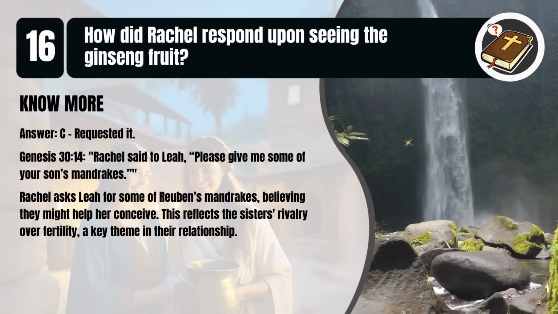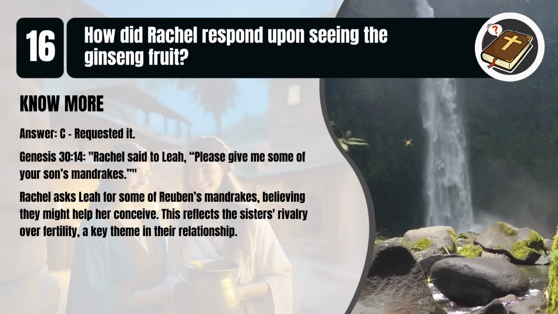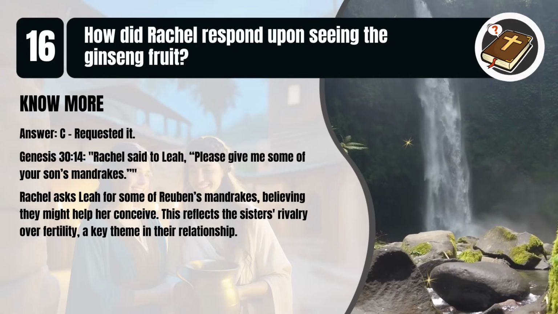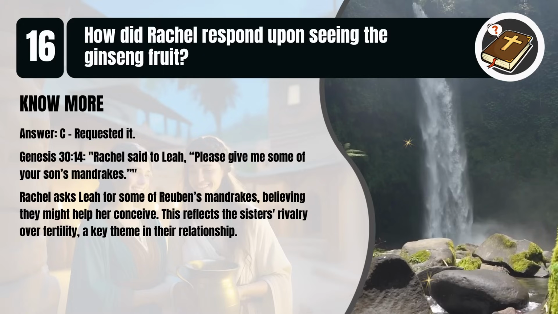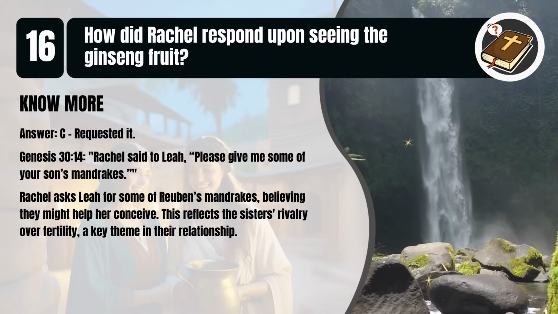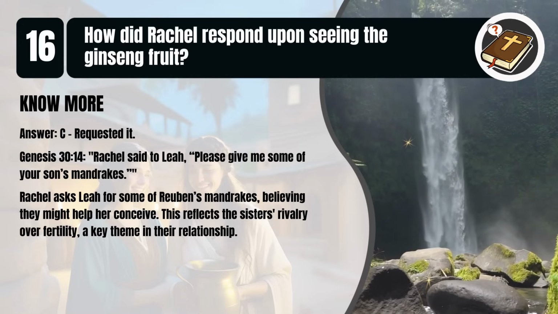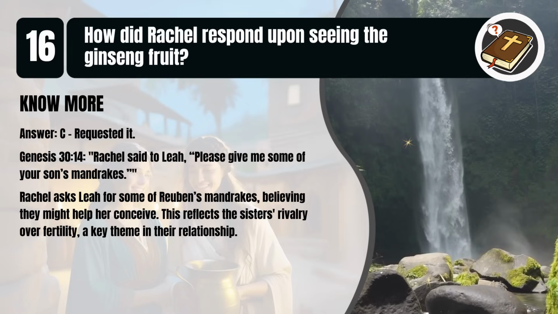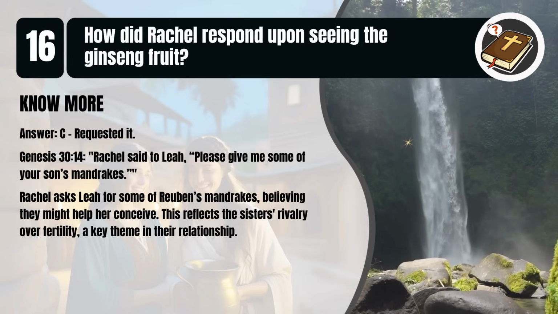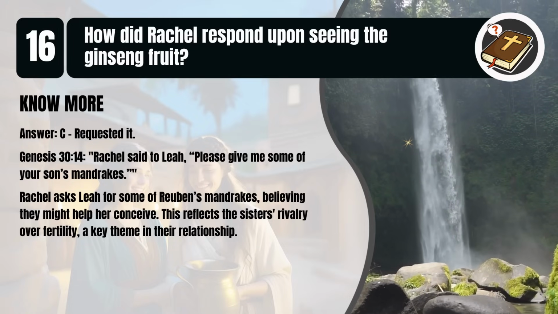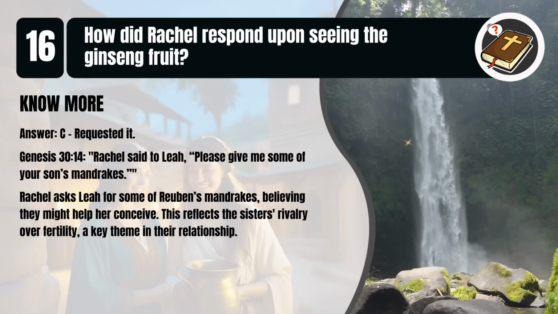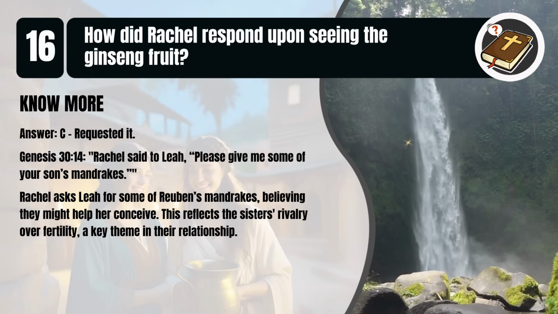That's C. Requested it. Genesis chapter 30, verse 14. Rachel said to Leah, "Please give me some of your son's mandrakes." Rachel asks Leah for some of Reuben's mandrakes, believing they might help her conceive. This reflects the sisters' rivalry over fertility, a key theme in their relationship.